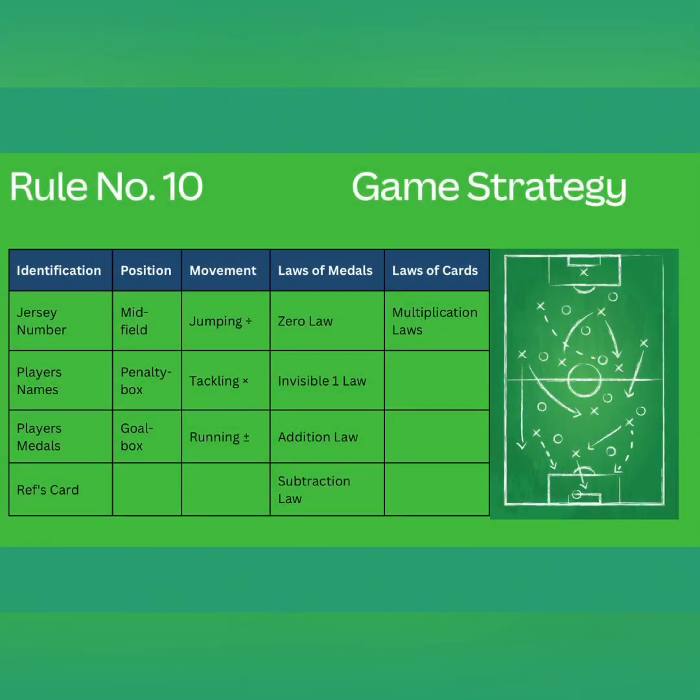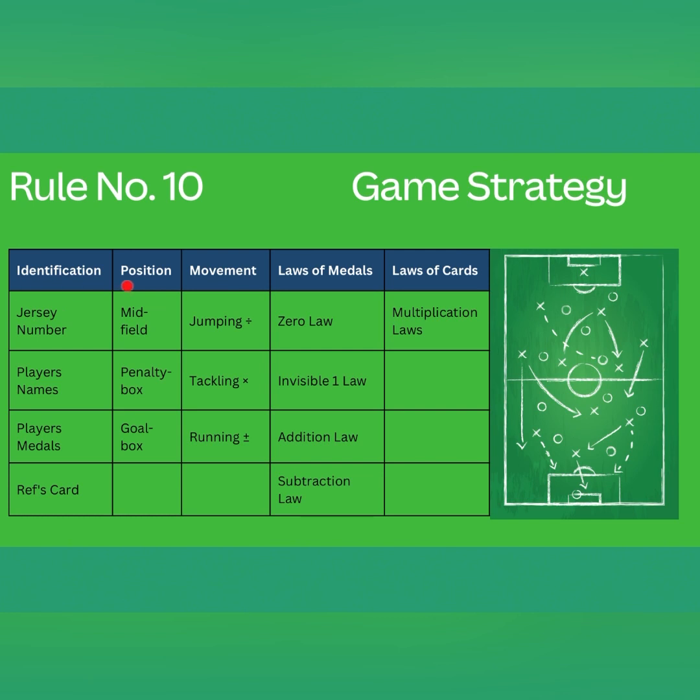Rule number 10, game strategy. This is game on. We are at the last rule, and now we need to remember all the rules that we've gone through and how to put them together for a winning strategy. We are going to go through the identification, the positioning, the movement, the laws of the medals, and the laws of cards. These are the things that you must think of when you're putting your A game on and solving those problems.